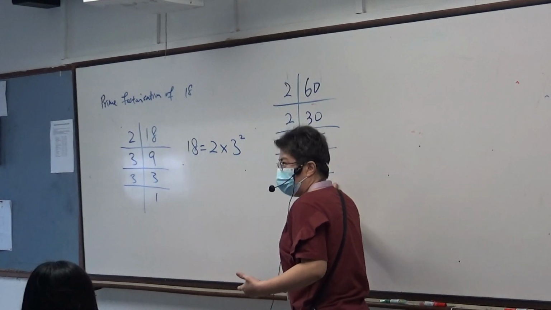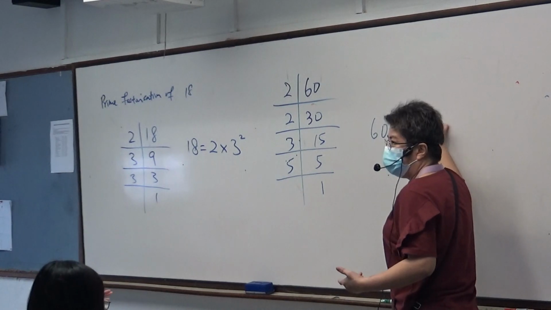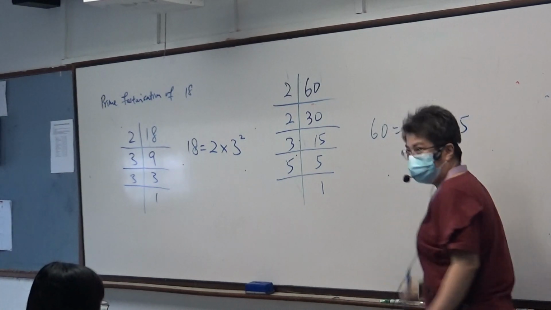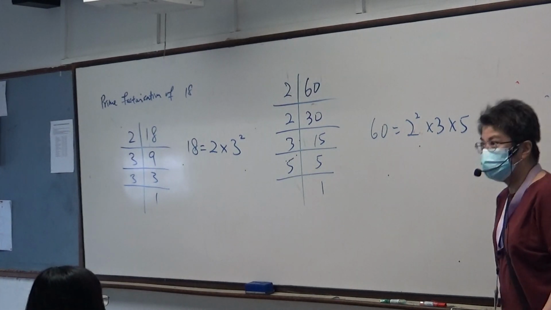5. Then 1. So 60 is actually 2 squared times 3 times 5. Can you see it? You multiply all this, you will get 60.